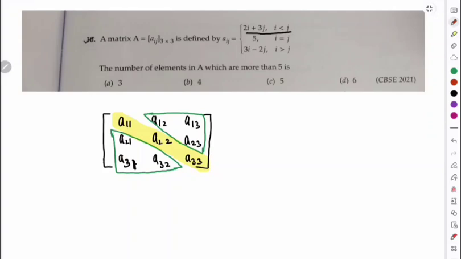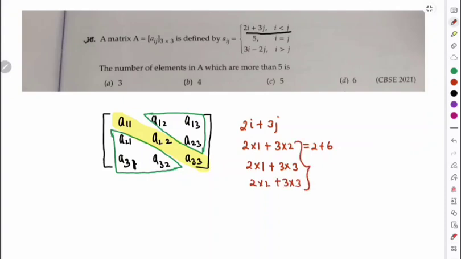So here, the number of elements in A which are more than 5, right? You can consider any element, 2i plus 3j. So for the upper triangle, 2 into 1 plus 3 into 2, so basically 2 plus 6, right? And 2 into 1 plus 3 into 3, and 2 into 2 plus 3 into 3. So these are going to be greater than 5. You can check for this.